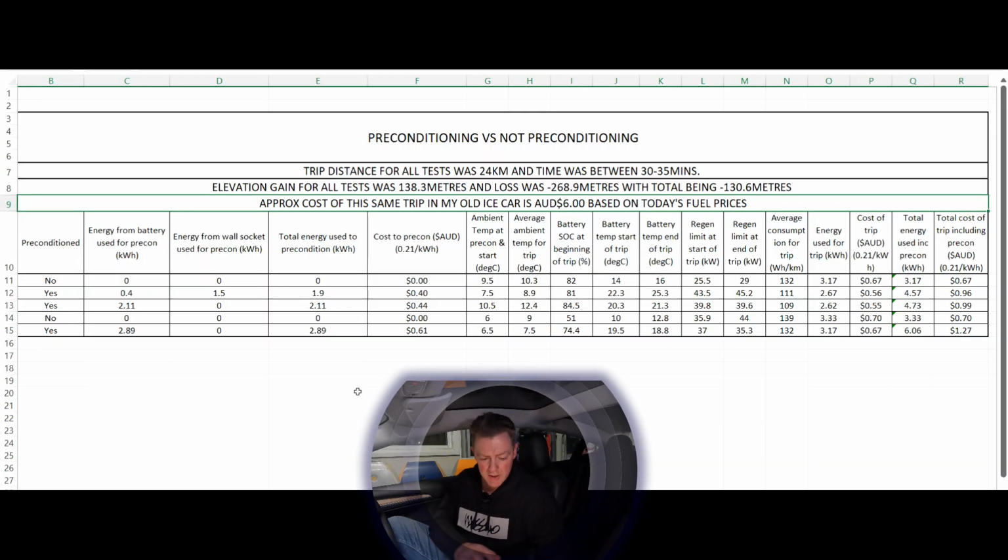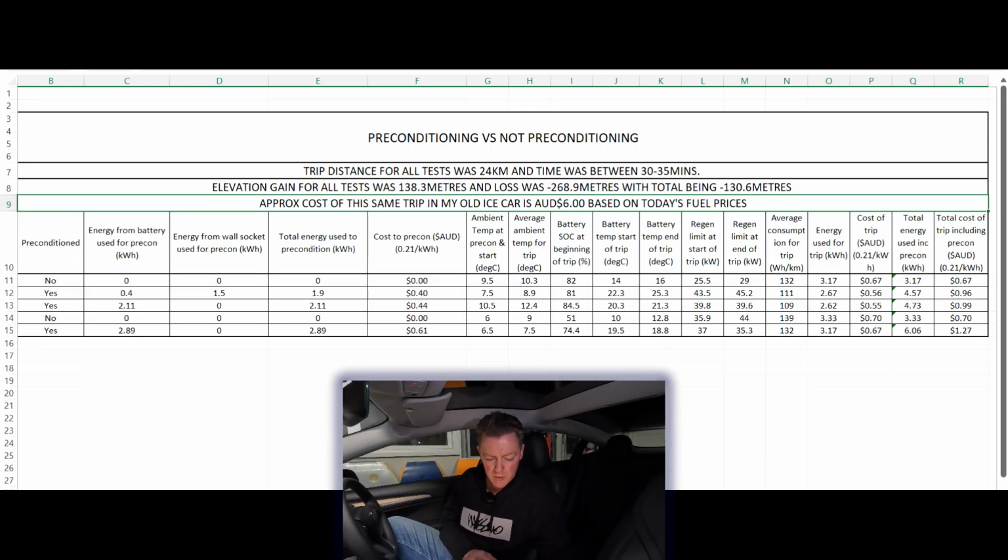But I knew it wasn't going to come down to cost. And you can take a look for yourself. The difference in cost, I don't think, is enough. Now, my hypothesis at the start was it's not a cost thing. Cost shouldn't be what decides. It should be a comfort thing and a consistent drive feel. So let's have a look at the spreadsheet and we'll go from there.